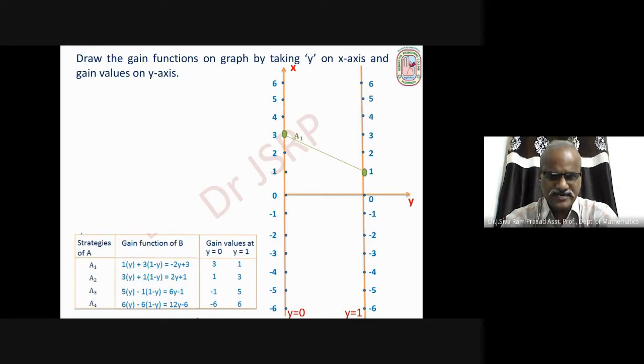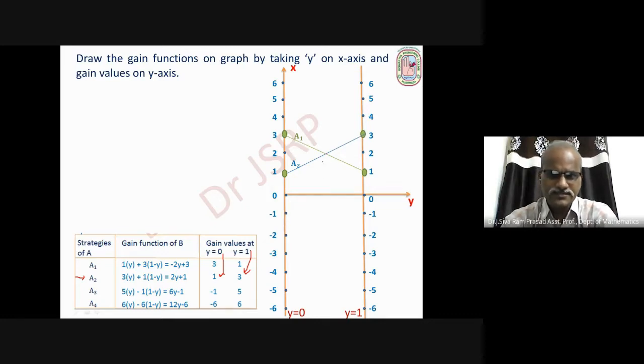Next, similarly draw the second line corresponding to the second strategy. On y equals 0, the gain value is 1; this point. Next, on y equal to 1, the gain value is 3; this point. So join these two points. This is the line corresponding to the second strategy of player A, that is A2. Now find the intersection point.